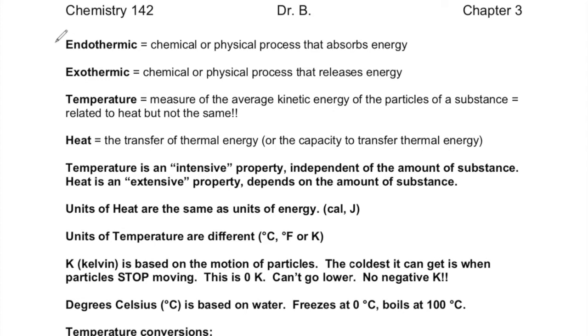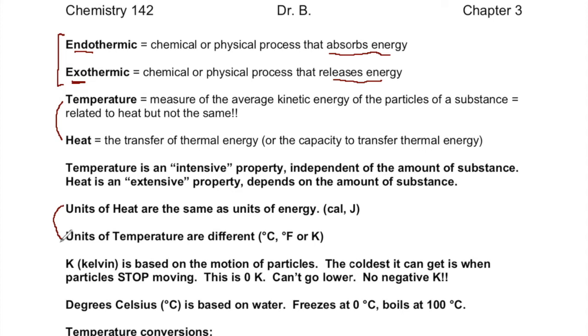Since we are talking about heat and energy, I wanted to introduce the terms endothermic and exothermic. We're going to be talking about this a little bit more when we talk about reactions as well. But if something is endothermic, it means you have to put energy into it. It's a process that's absorbing energy. And if it's exothermic, like the word exit, it means that energy is coming out. So this is a process that releases energy. And then we've mentioned the difference between temperature and heat, which we can see in the units used.